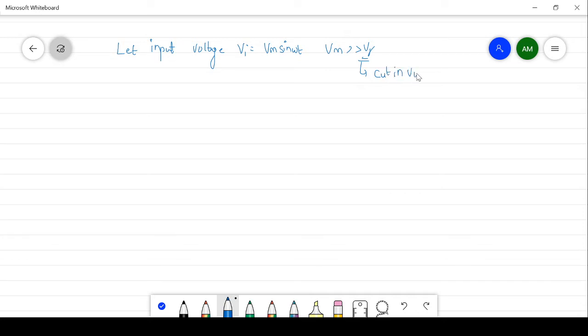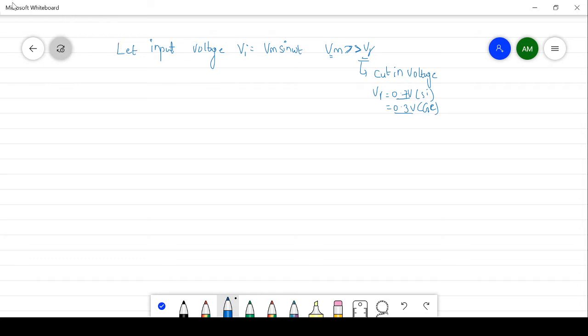Cut-in voltage. So this cut-in voltage is 0.7 volts for silicon and 0.3 volts for germanium. Okay, this is the cut-in voltage. This Vm is nothing but the peak voltage, so Vm is always greater than V gamma. Here V gamma is nothing but the cut-in voltage of the diode, and that V gamma value is 0.7 volts for silicon and 0.3 volts for germanium.